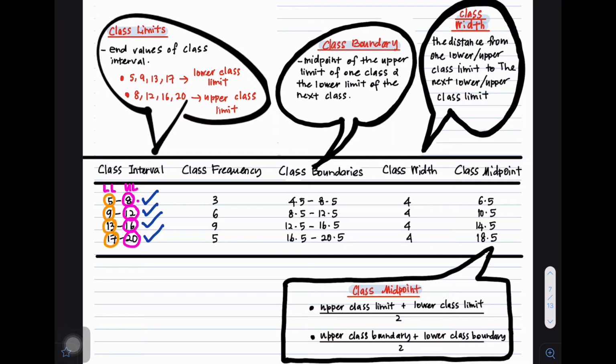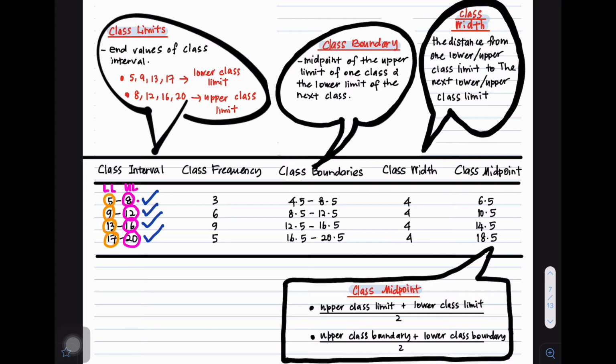Okay, the one yang smaller value we call as a lower class limit, and the higher value we call as a upper class limit. Okay, so kalau awak tengok dekat kelas yang pertama tu, kita ada limit dia 5 sampai 8. So 5 adalah lower limit dan 8 adalah upper limit untuk kelas yang pertama. Dan 9 adalah lower limit, 12 adalah upper limit untuk kelas yang kedua. So that one is the class limit.